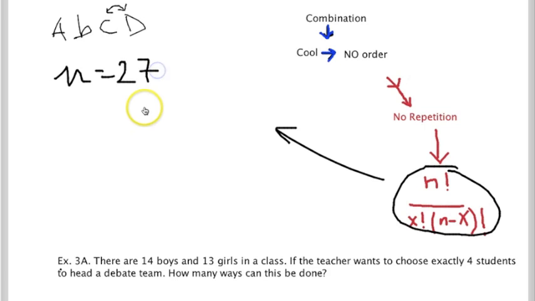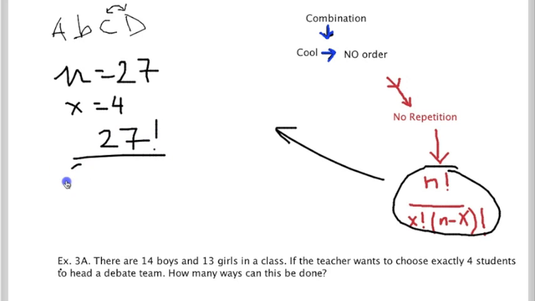We don't need to distinguish between boys and girls because in this case they're just saying we're just going to choose 4. It didn't specify whether or not it's going to be boys or girls, right? So there's no difference. So n is equal to 27 and then x is equal to 4, because we only want 4 people out of 27. So then our solution would be 27 factorial over 27 minus 4 factorial, and this is going to be multiplied by 4 factorial. Okay, so that should be your solution.